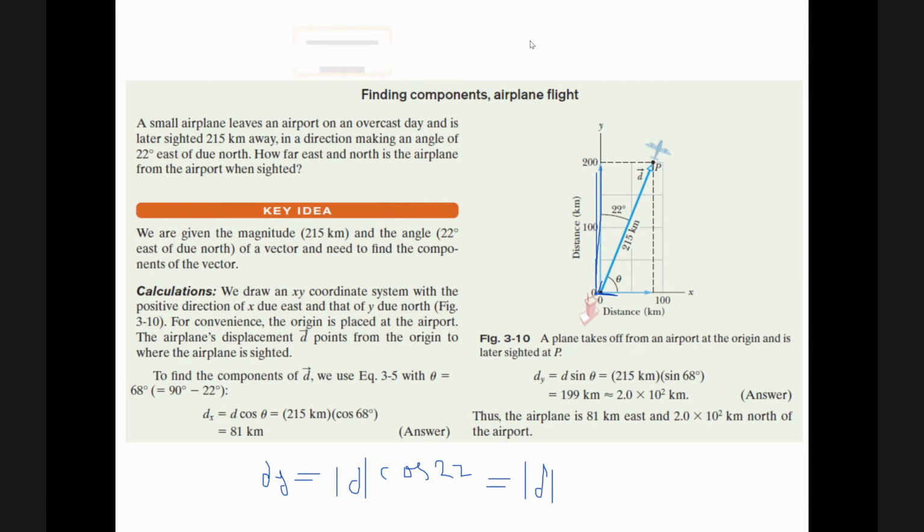Either you describe it in terms of the sine, or you describe it according to the cosine. Let me see. Does anybody have a question so far? Good.